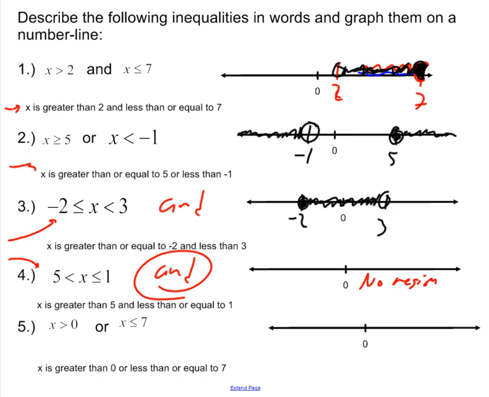Question 5 is also interesting. x is greater than 0, so we're going to have an open hole at 0, and it's going to be greater than 0. Or it's less than or equal to 7. Here's 7. Or it's less than or equal to 7.